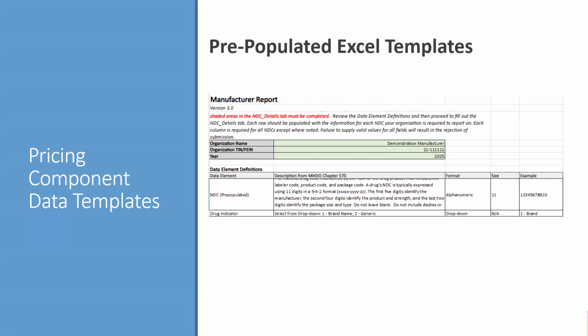And one thing I want to highlight here is that it is very important not to add rows or columns to this spreadsheet. This is because we validate based on the formatting provided to you. And so if you do add rows and columns or modify the formatting of this template, it will be rejected when you try to submit it back into the portal. And so that's something I wanted to emphasize so everyone is aware.